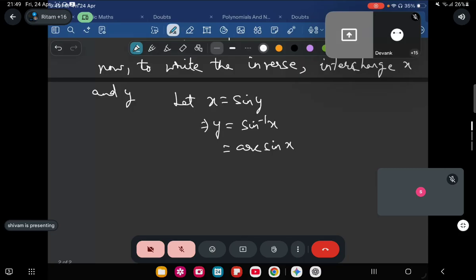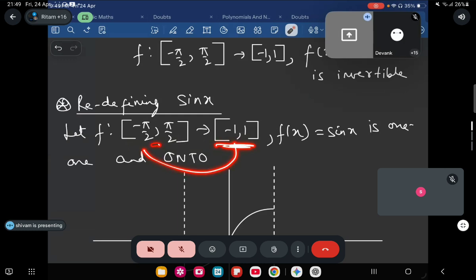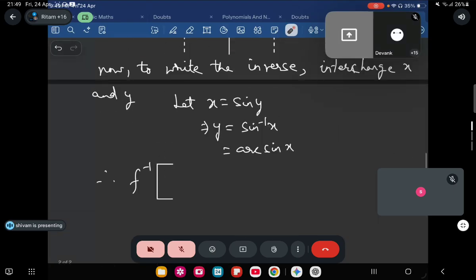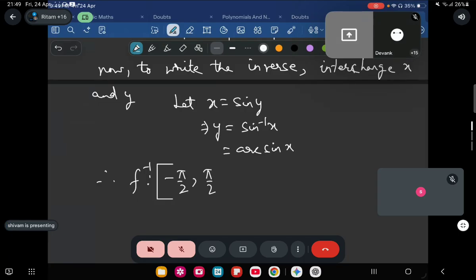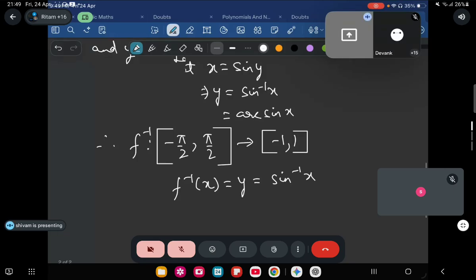So how will it be defined? Now see, f is defined from minus pi by 2 to pi by 2 to minus 1 comma 1. So f inverse will be defined from minus 1 to 1 to minus pi by 2 to pi by 2. So f inverse maps minus 1 to 1 to minus pi by 2 to pi by 2. f inverse x will be equal to y, which is sine inverse x. This is how you define sine inverse x.